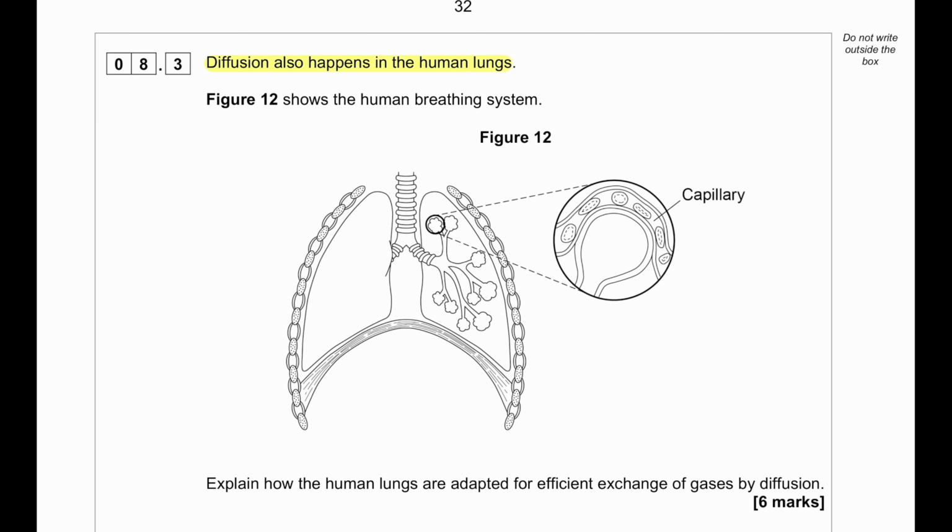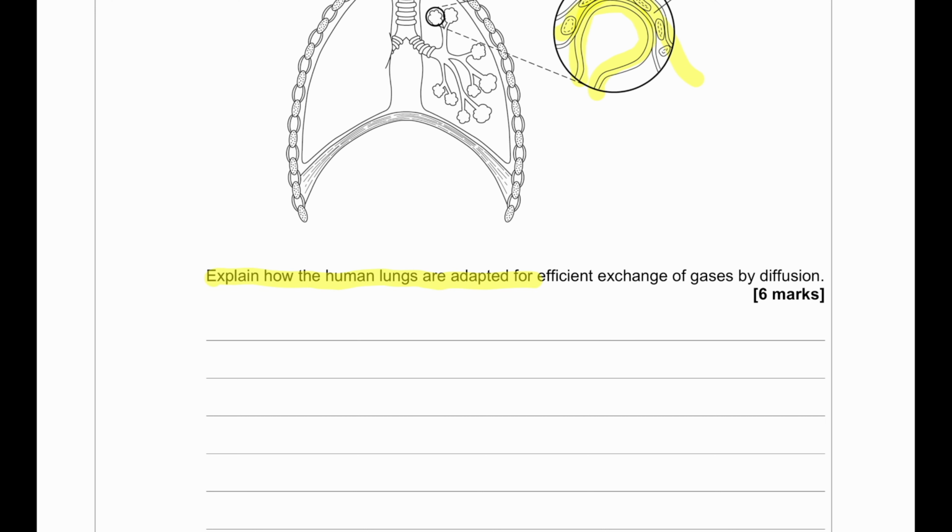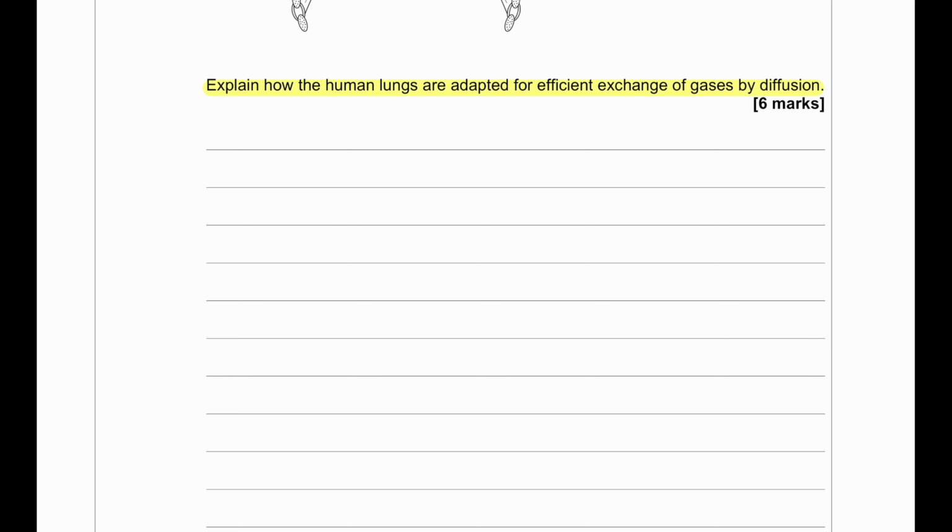Diffusion also happens in the human lungs. Figure 12 shows the human breathing system, and we can see a capillary next to an alveolus, and blood cells are flowing through that capillary. Explain how the lungs are adapted for efficient exchange of gases by diffusion. So guys, this is a 6-marker question.